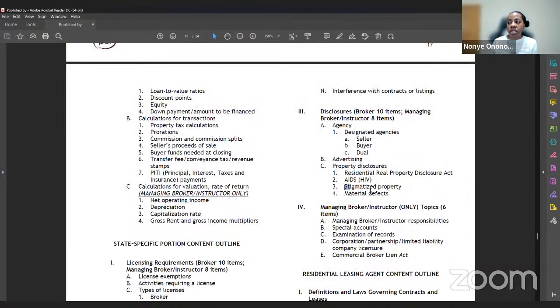For stigmatized properties, according to our License Act, a licensee will not be held liable for not disclosing things about a property that have nothing to do with the physical condition of that property. So the seller's agent isn't required to disclose some of these issues.